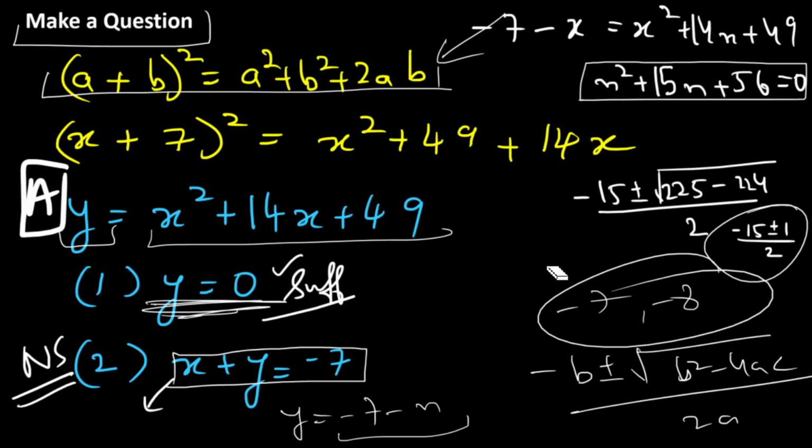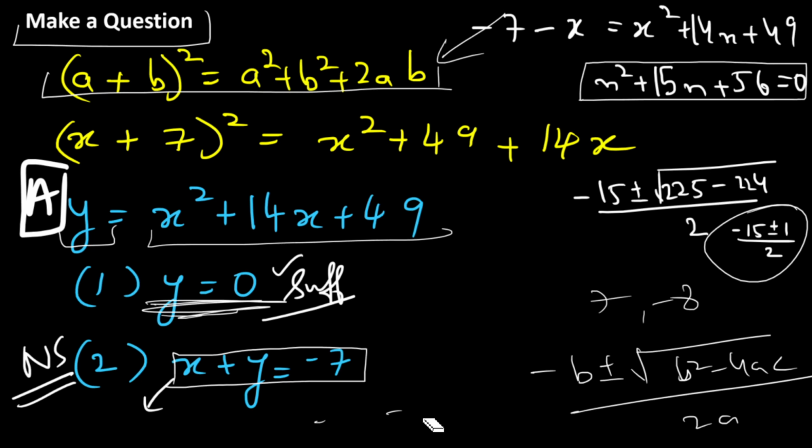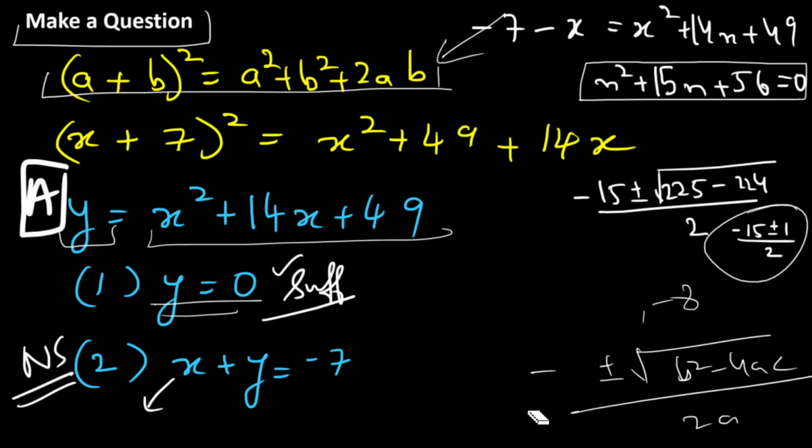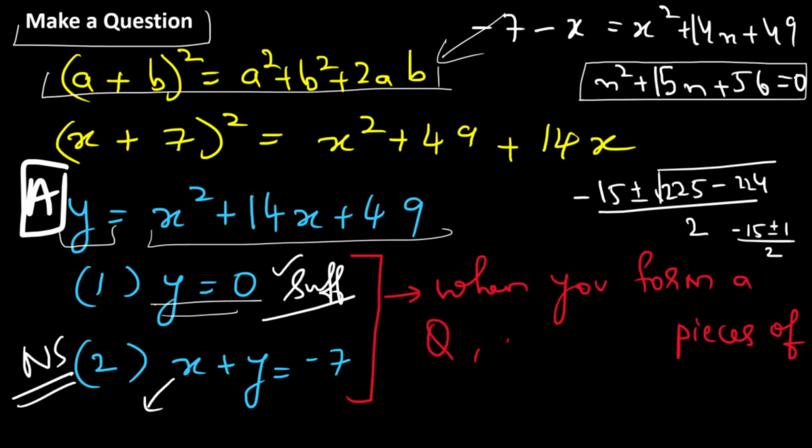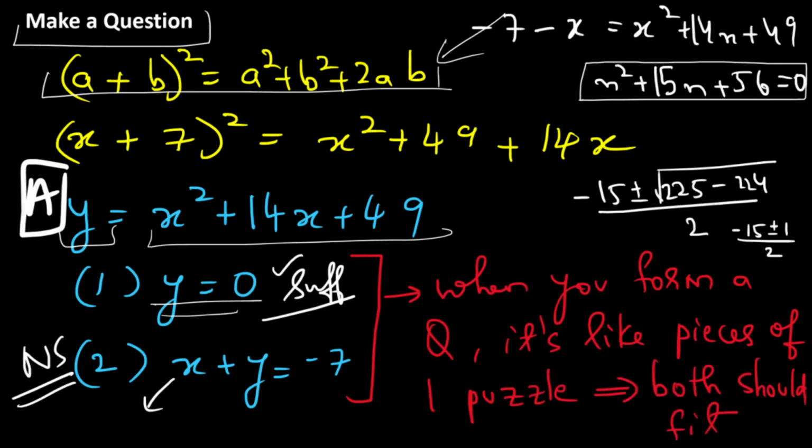Now, remember, when you form a question, there is something that you need to keep in mind when it comes to data sufficiency questions for the GMAT, right? So in the GMAT, these two statements are like parts of a puzzle, right? So they have to fit together. You cannot make statement 2 such that if statement 2 is correct, statement 1 is wrong. That is not possible in the GMAT, right? So let me repeat that.